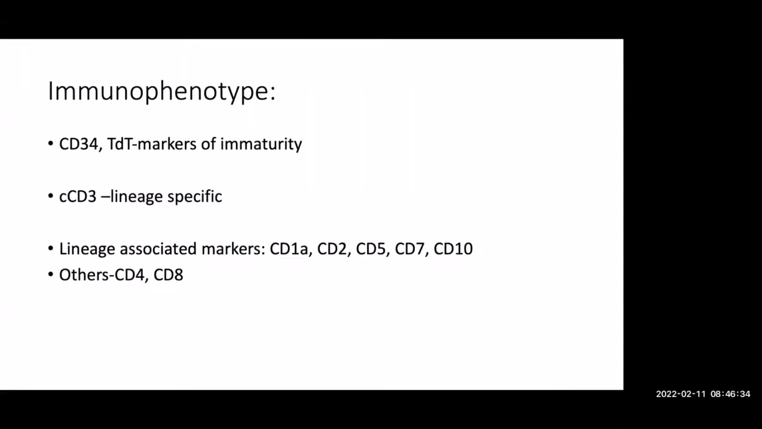Coming to the immunophenotype, there are different markers which help in diagnosing T lymphoblastic leukemias. One is the markers of immaturity: CD34 and TdT are the markers of immaturity. And the lineage specific marker, cytoplasmic CD3, is the T cell lineage specific marker. And the lineage associated markers include CD1A, 2, 5, 7, and CD4 and CD8.